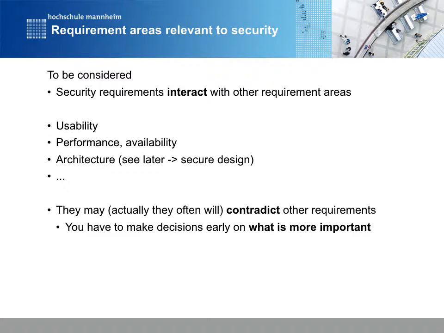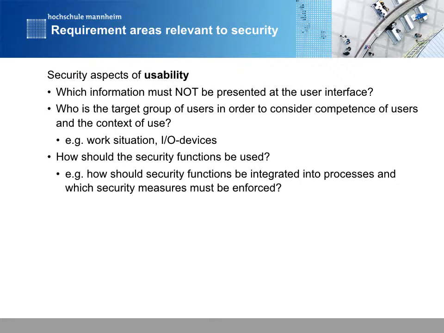Okay. Finally, you need to consider that security requirements can actually interact with other requirement areas, with usability, performance, and so on. And they may contradict each other, but they may also help each other. And you need to have this in mind. Let's take usability, for example. From a security standpoint, which information should not be presented at the user interface? So instead of thinking all information should be presented, maybe it's better not to present things. Who is the target group? And what is the context of use? How should the security functions be used? So if you integrate functions into processes, which security measures would you enforce?